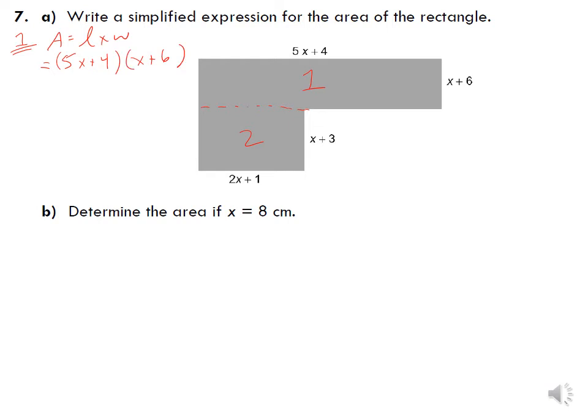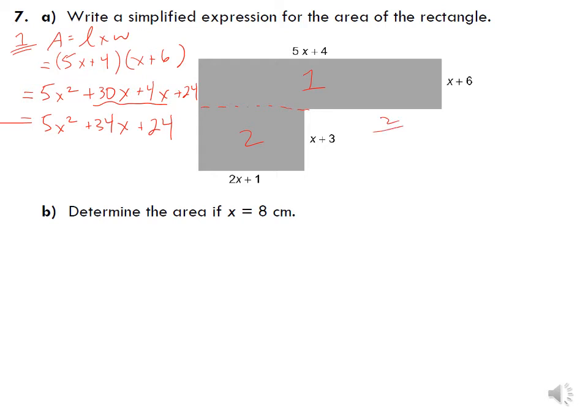And how do you multiply those two things? We've done it lots. You FOIL. So first times first gives you 5x squared. Outside, 5x times 6 is 30x. 4 times x is 4x. 4 times 6 is 24. Collect like terms. 30 plus 4, 34x, and then plus 24. So there's our expression for the area of rectangle number 1.